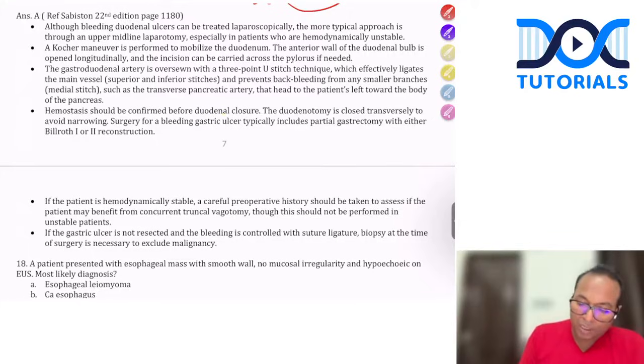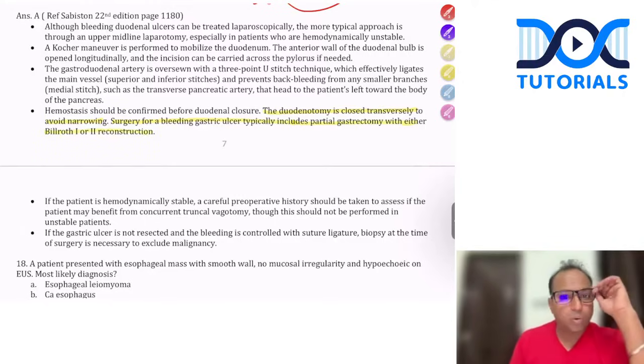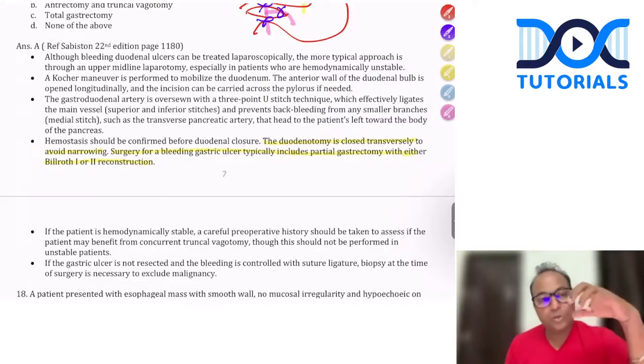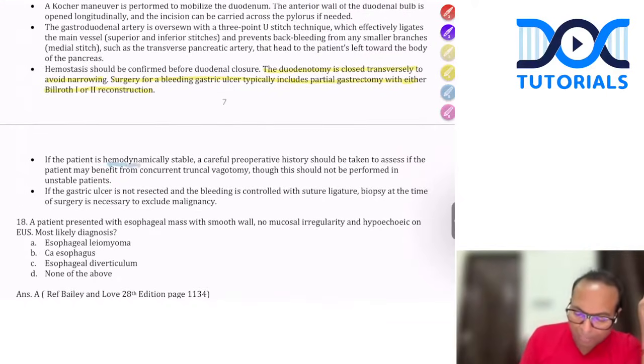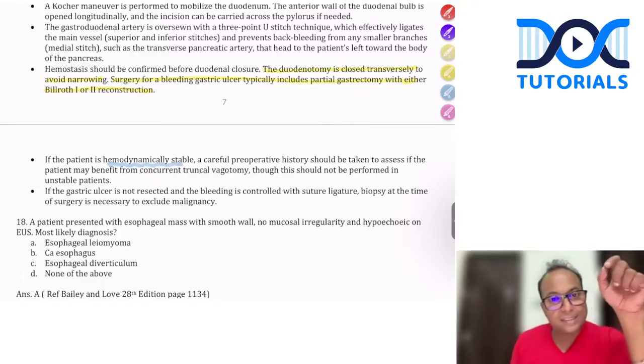Hemostasis should be confirmed before duodenal closure. Duodenotomy is closed transversely to avoid narrowing. Surgery for a bleeding gastric ulcer typically includes partial gastrectomy with either Billroth 1 or 2 reconstruction. Here we are dealing with a duodenal ulcer. In a gastric ulcer, we should do a partial gastrectomy. So the patient is hemodynamically stable. This question is a catch point for NEET SS.